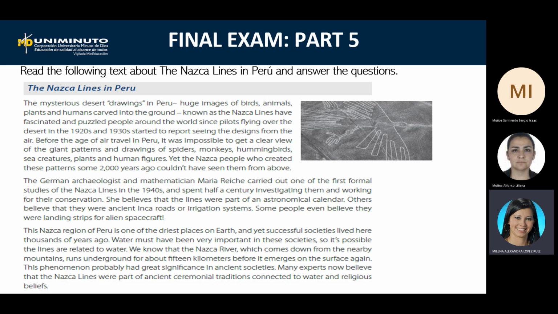And part number 6 is going to be inferential, okay? So you have to infer what the text is about. Is the difference clear? Part number 5, literal. Part number 6, inferential. Is it clear? Yes, teacher. Okay, good.